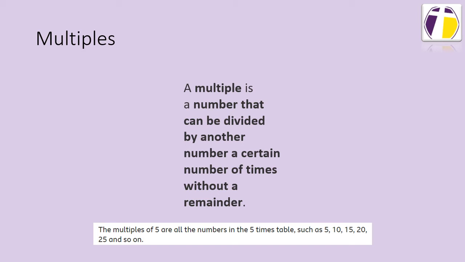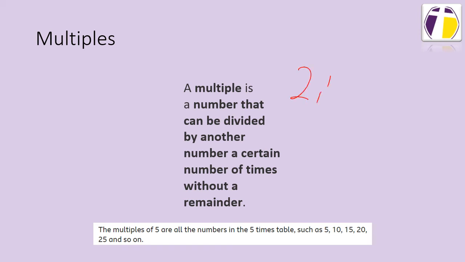Sometimes you may come across the word common multiples. Common multiples are numbers that appear in both the 2 times table and also the 5 times table. If I was to write out the 2 times table, we know that it goes up in 2, 4, 6, 8, 10, 12, and then I can work out the multiples of the 5 times table.